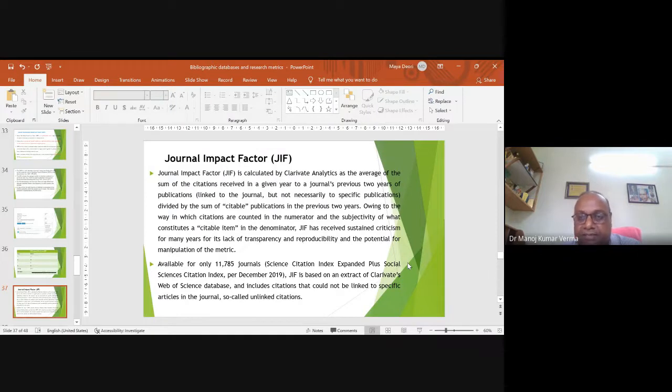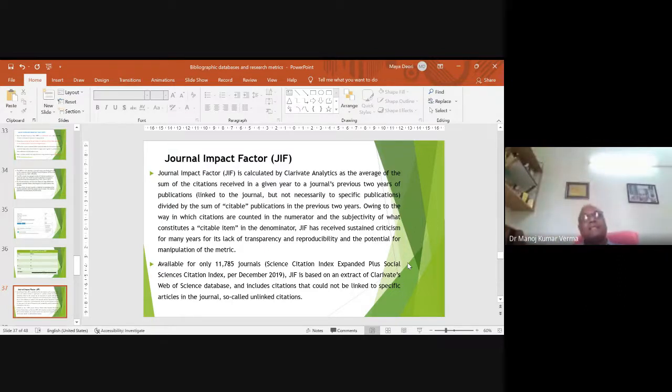the journal impact factor has received sustained criticism for many years for its lack of transparency and reproducibility and its potential for manipulation of the metrics. Okay, so we are calculating the journal impact factor on the basis of 2 years. For a particular journal, in the last 2 years, how many citations it received, divided by how many papers were published.